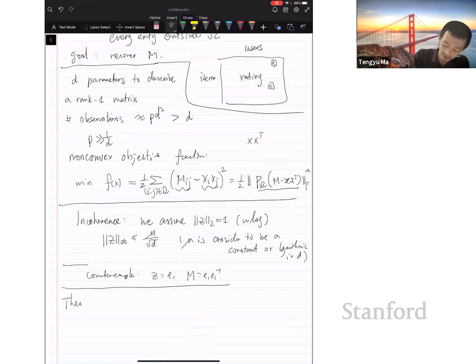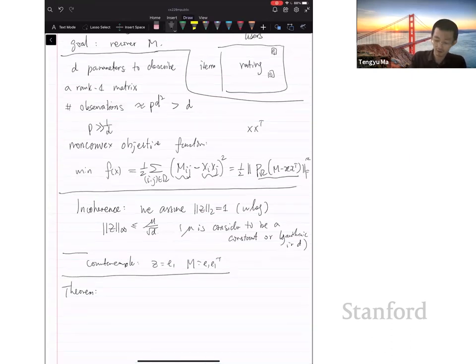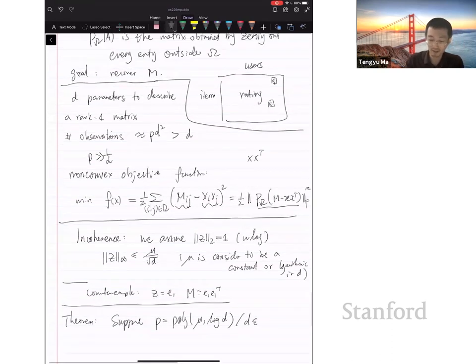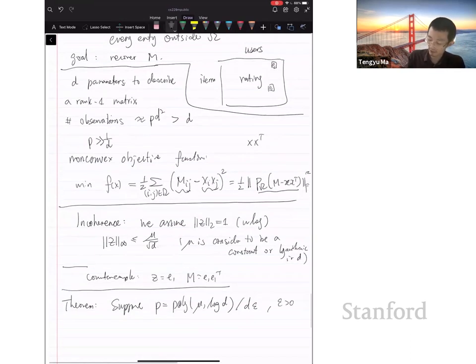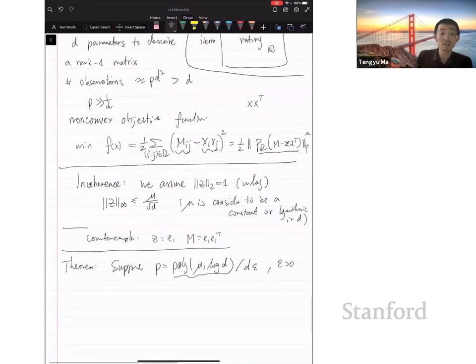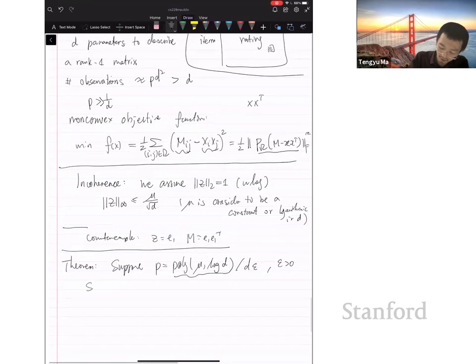So here's the theorem, and I'm going to stop after I state the theorem and then prove it next time. The theorem is that, suppose P is something like poly mu and log d over d epsilon. Recall that we are in a regime where P is roughly 1 over d, and this is the same regime where epsilon is something larger than 0, kind of like a constant, and this is a poly factor in mu and also poly log in d. Okay, so suppose P is on this order, and then we assume the incoherence.